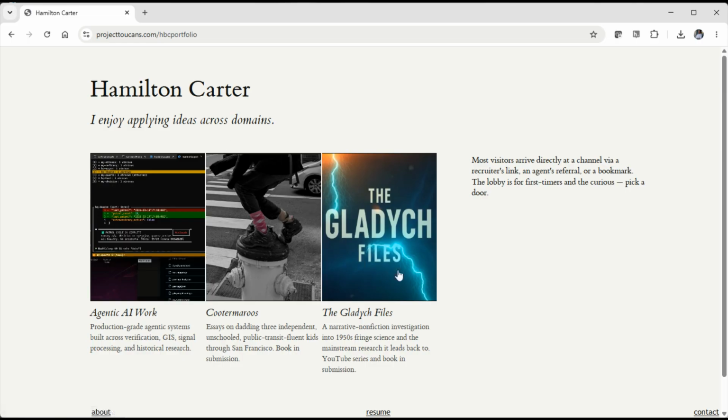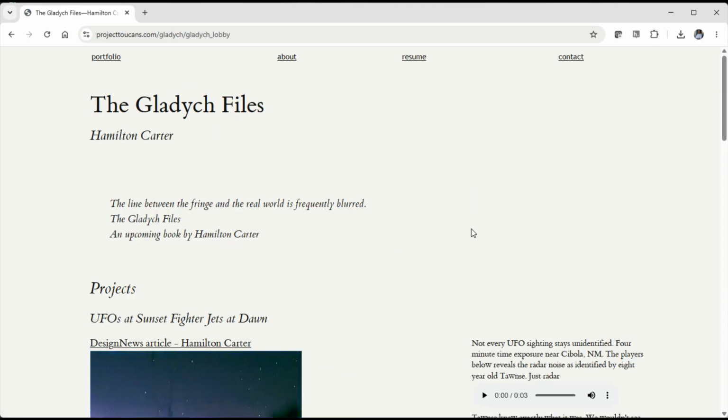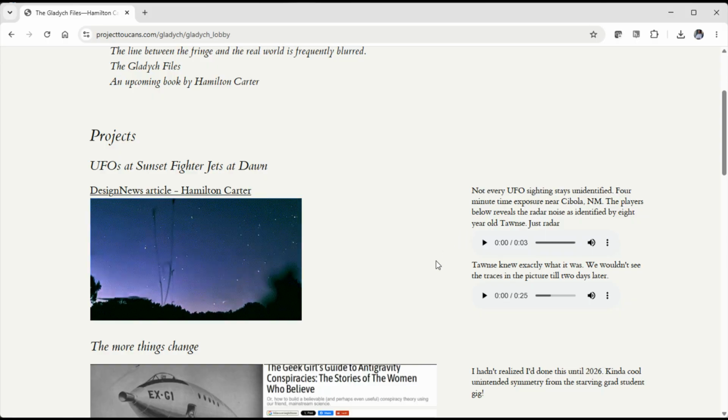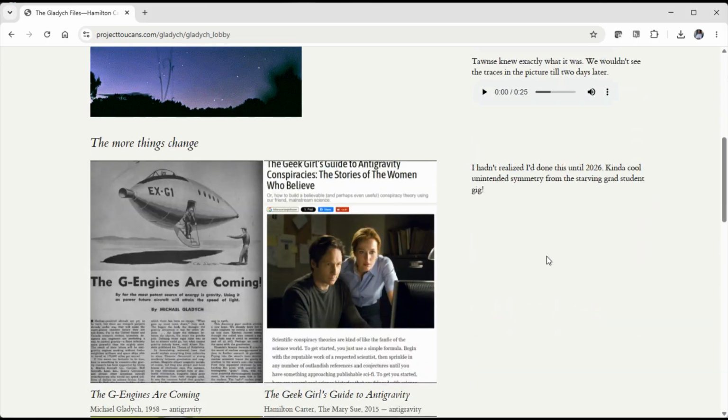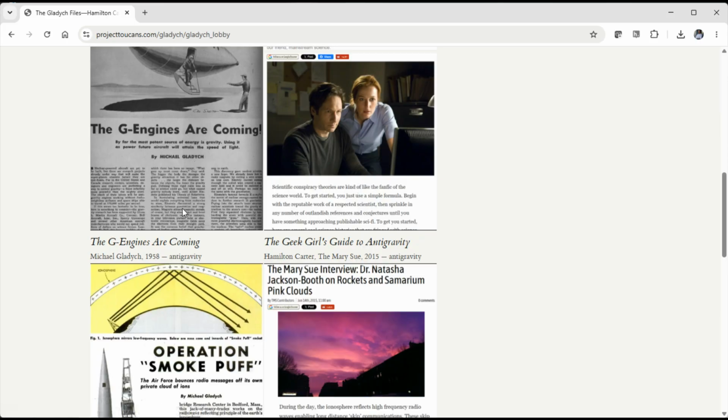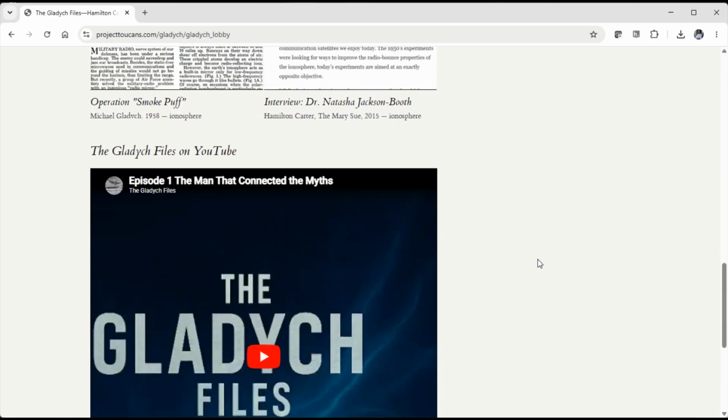Let's keep moving. And then the final section of the site is the Gladish files. And what I've done here is actually highlighted some projects the kids and I have worked on that relate to this history of physics book. I'm going to go a little bit over time, but you can see here kind of what's going on when you look at the page.